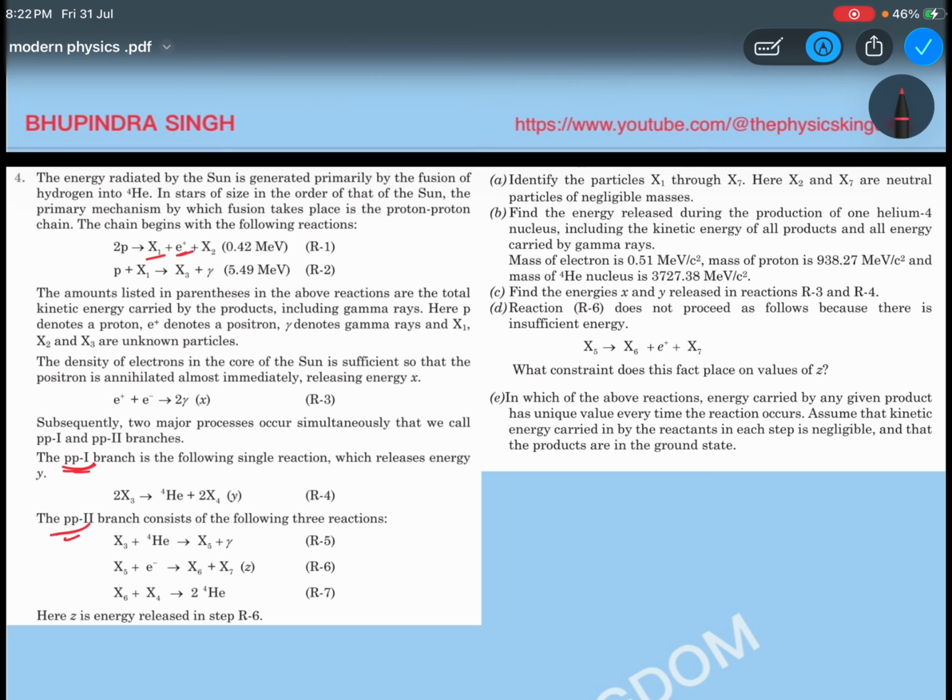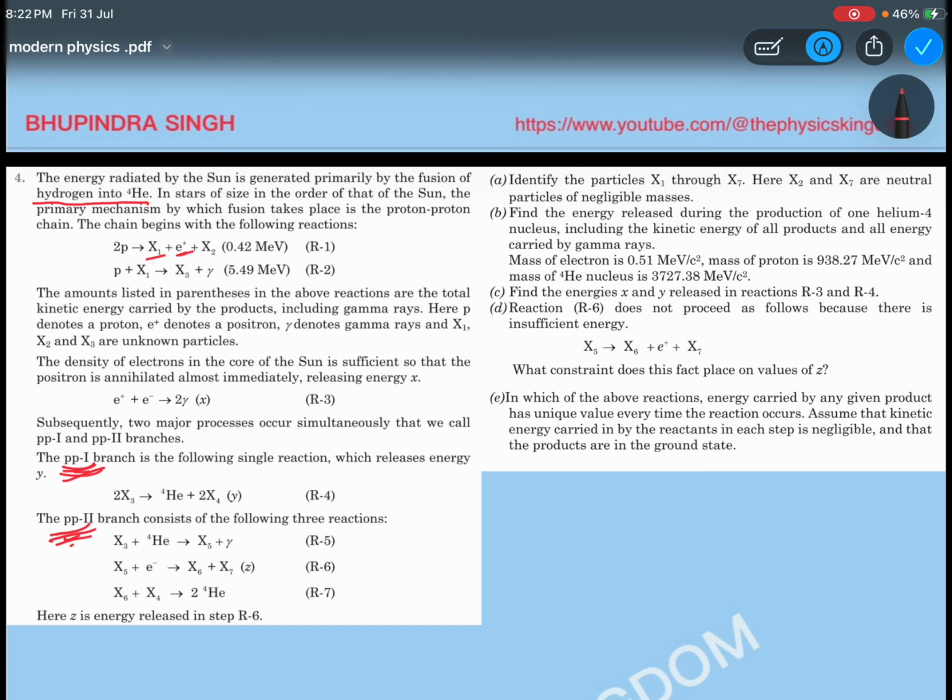Means the thing is hydrogen is getting converted into helium, right? And this reaction can happen by following two different sets after reaction 3. It can follow the PP1 branch or it can follow the PP2 branch. Okay. So these reactions are given to you.